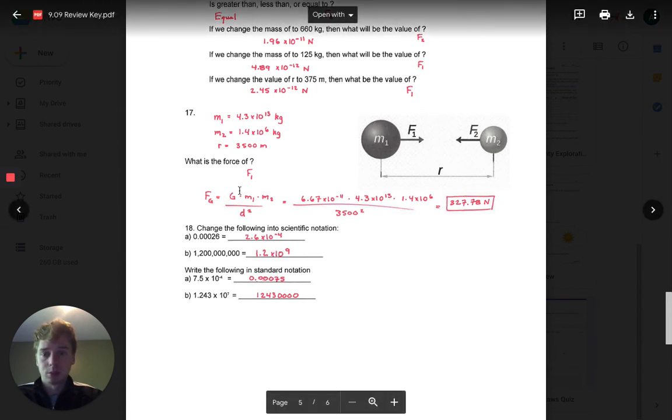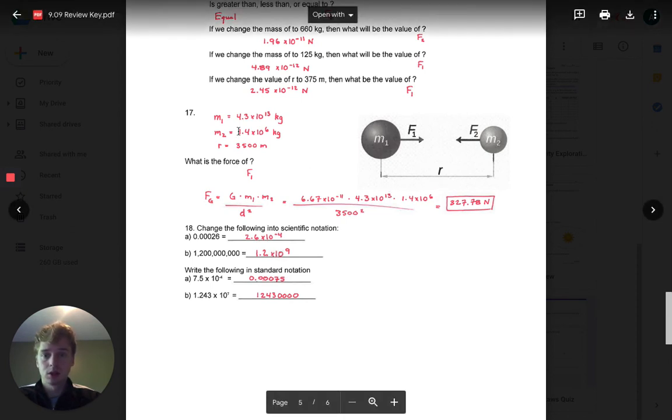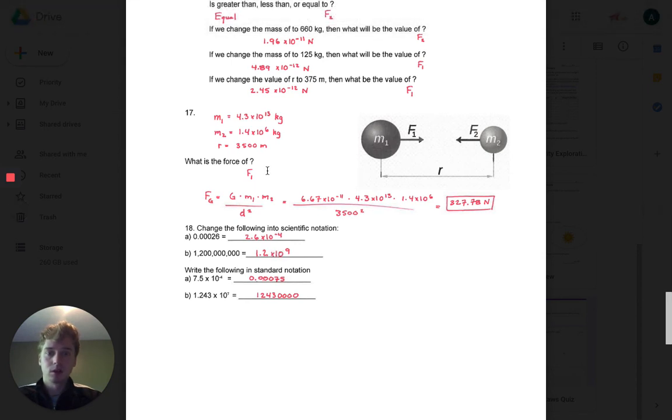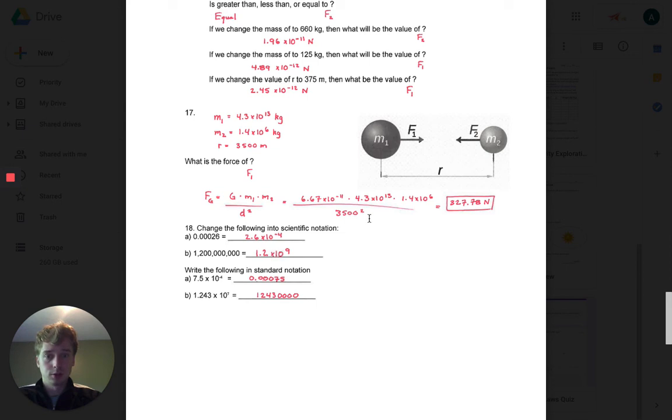So in this case, I plugged my numbers in. Force of gravity equals the gravitational constant times mass 1, so 6.67 times 10 to the negative 11th, times 4.3 times 10 to the 13th, times 1.4 times 10 to the 6th, which is our second mass. All of that is divided by our radius of 3,500, and I need to square that, and I should get 327.78 newtons, or 328 newtons.